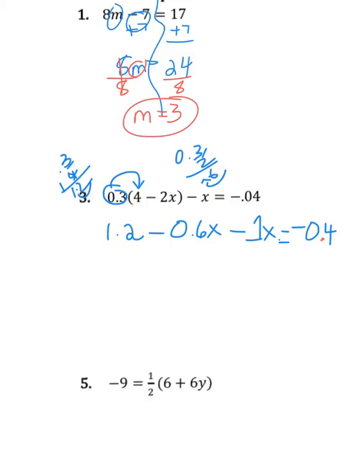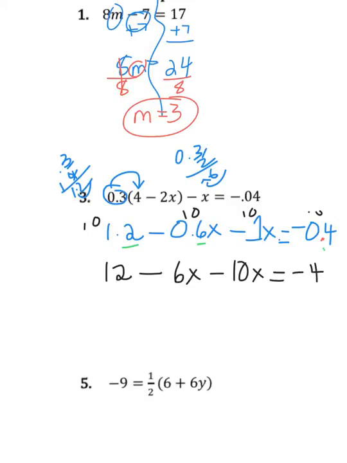So now, when you have decimals and they're all in the tenths place, you can multiply each term by 10 to get rid of the decimals. So this would be 12. This would be 6x. This would be 10x. And this would be negative 4. And move the decimal over 1 time.